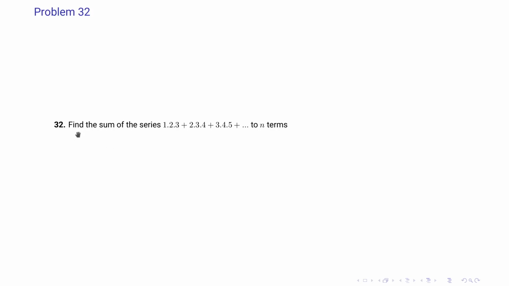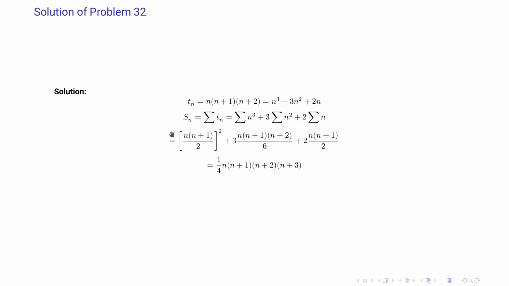Problem 32 says: find the sum of the series 1.2.3 plus 2.3.4 plus 3.4.5. In this case, the first two terms are like the previous problem. The third term is 3, 4, 5, which is n plus 2. So our Tn is n into n plus 1 into n plus 2, which is equal to n cube plus 3n square plus 2n. Like the previous problem, we apply the sigma operator and we find the final solution as 1 by 4 into n plus 1 into n plus 2 into n plus 3.